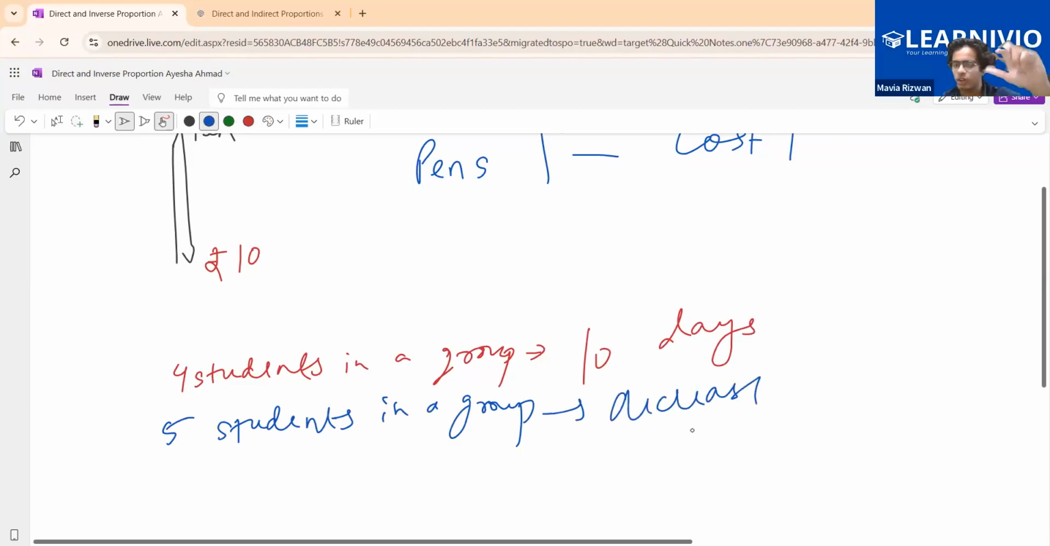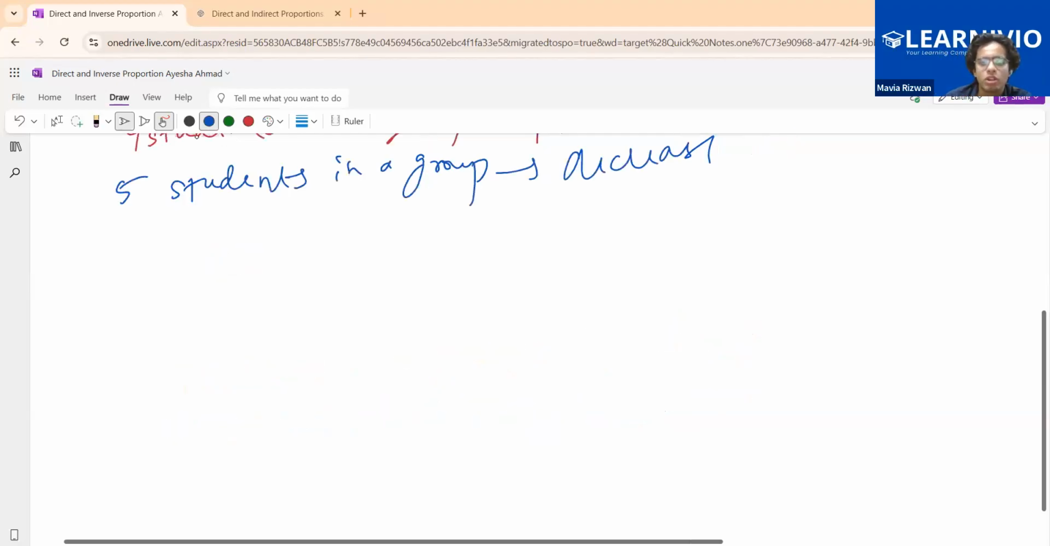When I increase one quantity, the other decreases. Inverse means opposite. So whatever is happening here, the opposite will happen there. If it is increasing here, that would decrease, and if it is decreasing there, that would increase. Got it? Yes, sir. Okay, very easy. So what is direct proportion?